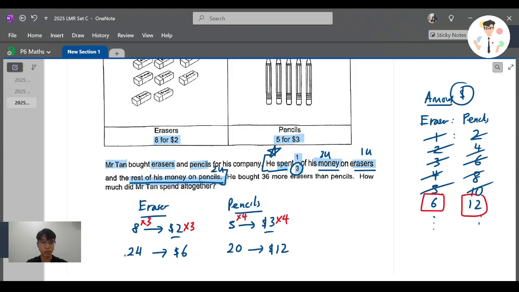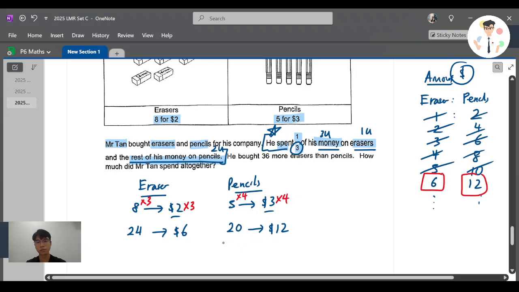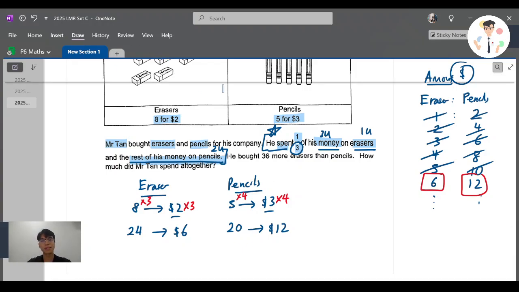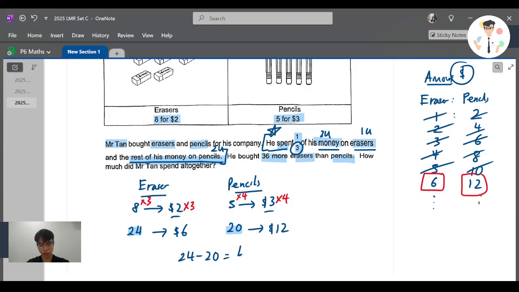But is this the number of eraser that he bought and pencil he bought? We're not sure, right? We only met the first requirement. Now the second requirement here says what? He bought 36 more eraser than pencil. 36. Okay, now we are talking about the number of eraser and pencil, not the amount anymore. Eraser, I bought 24. Pencil, I bought 20. So eraser, how many more than pencil? Eraser, it's actually only 4 more. But here it says how many more?